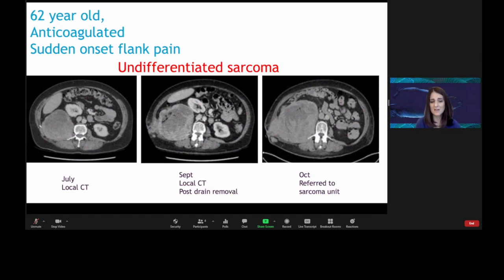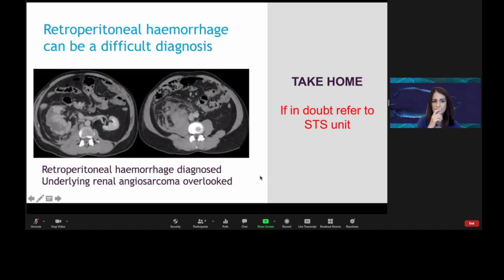So I think the lesson here, I think these are extremely difficult cases. The lesson is that if there is hemorrhage in the retroperitoneum, we have to do our utmost to look for an underlying mass lesion and assume there is an underlying mass lesion. This is another case of spontaneous renal hemorrhage, and that was assumed to be benign, but there was actually an underlying renal angiosarcoma. So if in doubt, do have a discussion with your sarcoma unit and do your best to look for an underlying mass lesion, be it pre and post contrast imaging to help guide biopsy. It is often an approach that we use.